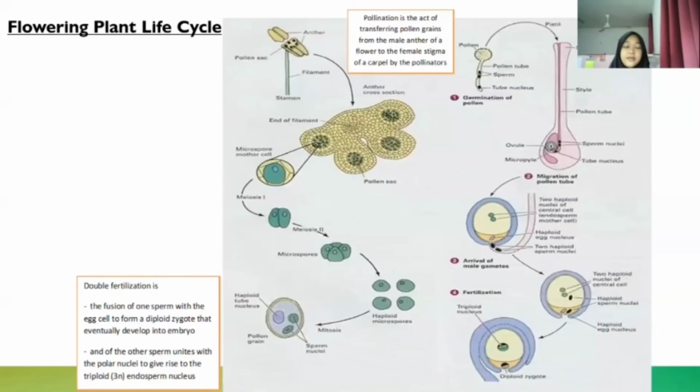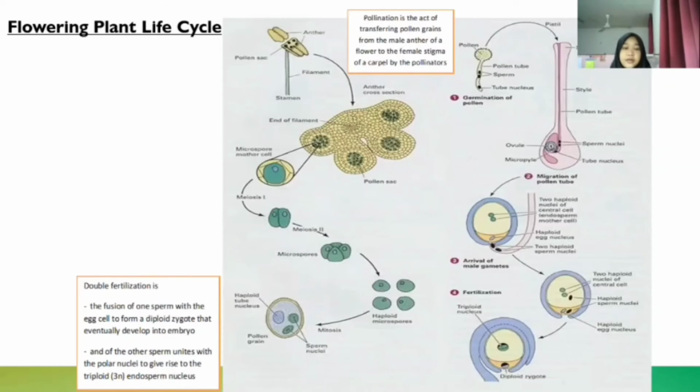Now we are going to learn about the flowering plant life cycle. There are 5 processes that need to occur to complete a flowering plant life cycle, which are, first, the germination of the pollen grain and growth of the pollen tube. Second, pollination. Third, double fertilization. Next, seed dispersal. And lastly, seed germination.